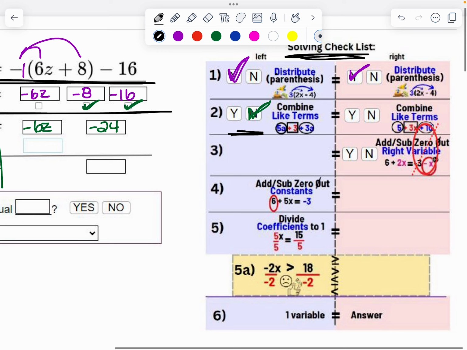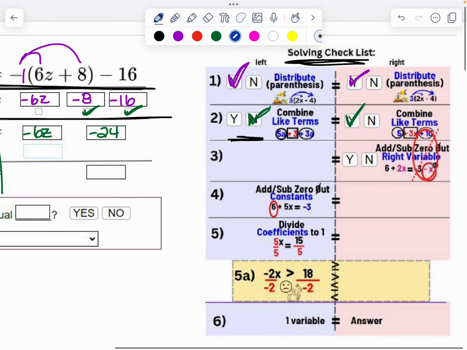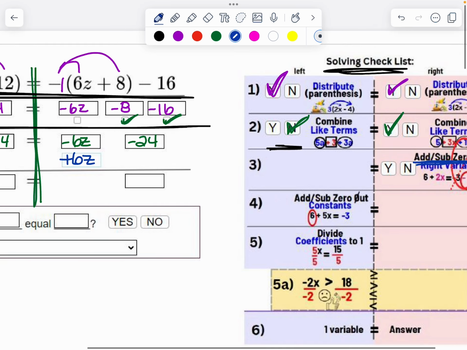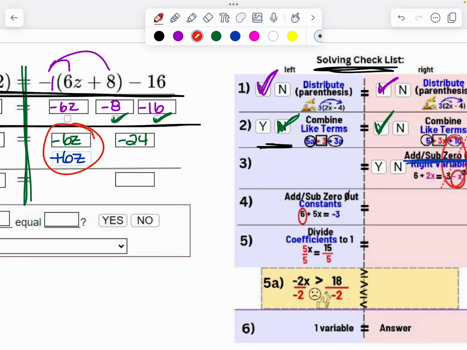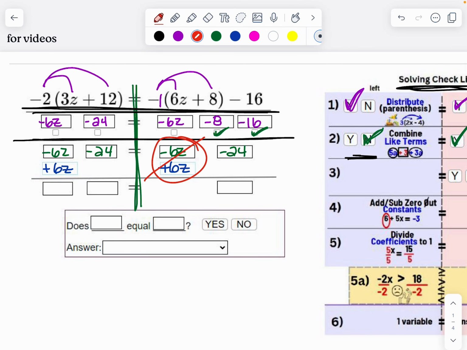Step 3, and I have to select yes here because I did combine those. Step 3 says, do I have a variable on the right side? Well, I have a z, that's a variable, on the right side. So it wants me to add or subtract to zero it out. So to get rid of the negative 6z, I'm going to add 6z to both sides. And so that zeroes it out. Make sure you drag when you're doing this, when you're copying it on the next slide, drag the 0 out over here, okay?